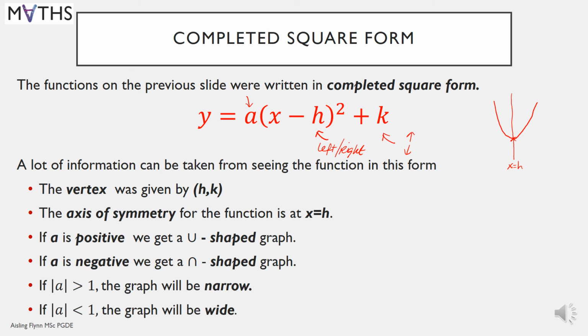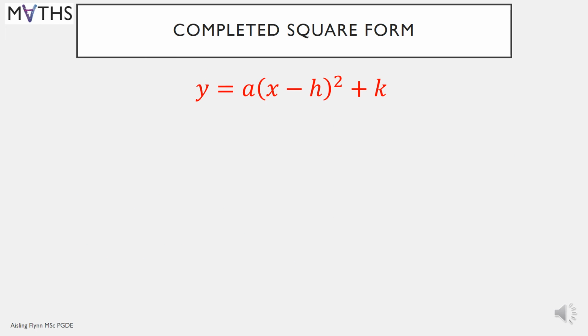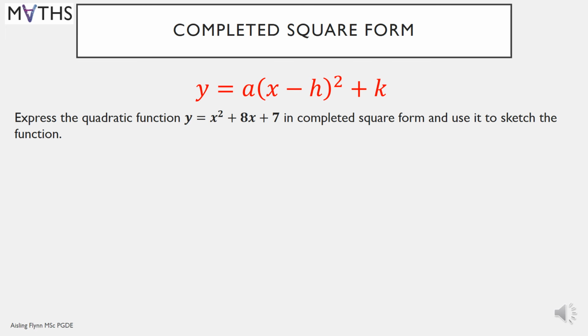So what we're going to look at next is, when you're given quadratic equations in different forms, how can you write it in the completed square form to get all of that information? Okay, so we're going to take the quadratic function y equals x squared plus 8x plus 7. This is how we typically see quadratic functions written in the textbooks. And we're asked to express it in the completed square form. In the higher level exam, sometimes you're asked explicitly to do this. And we're going to use the information from it to sketch.